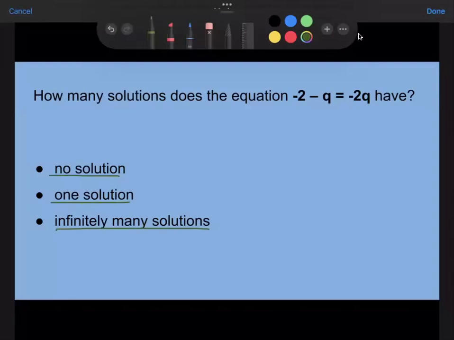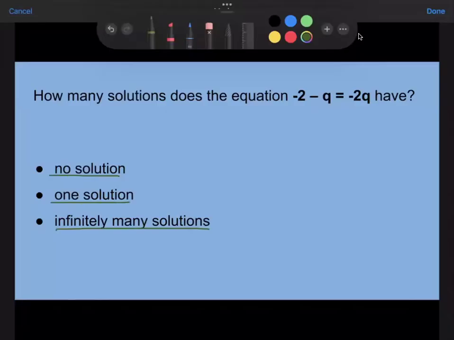Another term you may hear for this is all real numbers. What that means is that any number could be equal to the variable. So when you substitute any number into the equation for the variable, it will be balanced, or equal on both sides, no matter what you use.